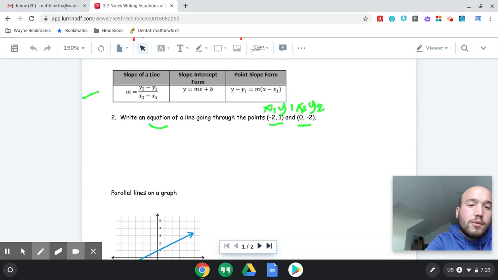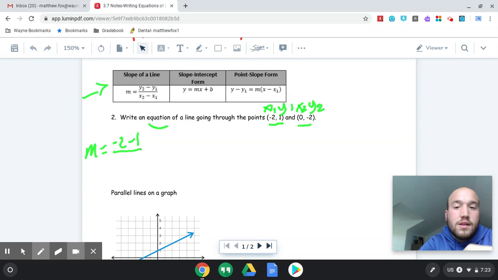So we're going to use this formula right here. And we'll take m to equal. Now we'll plug these in. So y2 minus y1. Right here we'll take -2 minus 1. All over, then it's x2 minus x1. So 0 minus -2. Probably the most common mistakes were mistakes made with negatives yesterday. So let's be very careful.